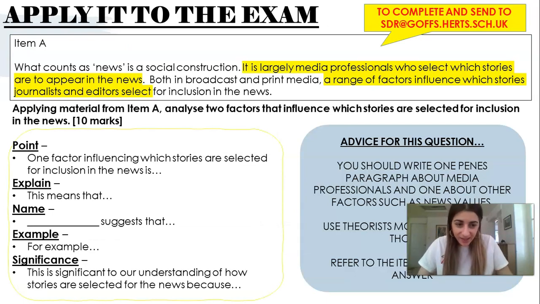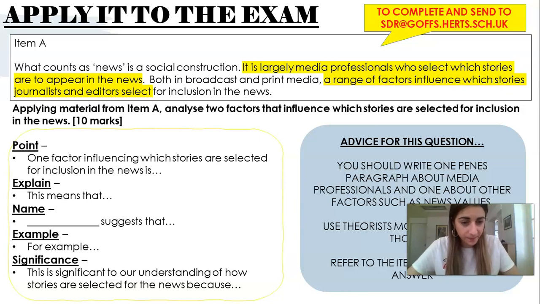Now, I'm going to talk you through the 10-mark question that I've set you, just so you've got some clear guidance here and some help, because it's a new type of 10-mark question that you haven't come across before. So, on your screen, as you can see, in the box, we've got item A, and it says, what counts as news is a social construction. It is largely media professionals who select which stories are to appear in the news. Both in broadcast and print media, a range of factors influence which stories journalists and editors select for inclusion in the news. And the question is, apply material from item A, analyse 2 factors that influence which stories are selected for inclusion.